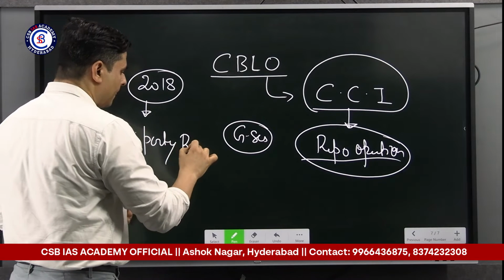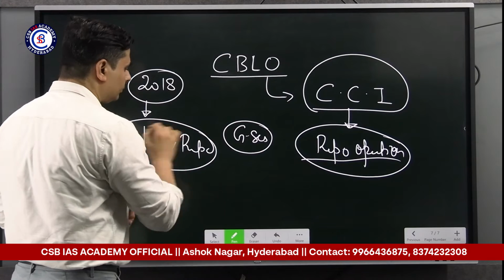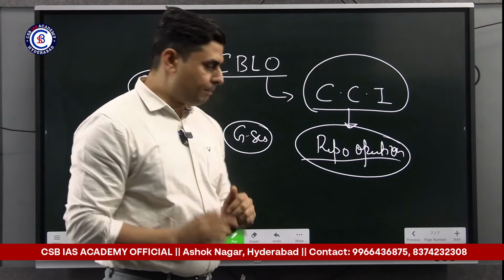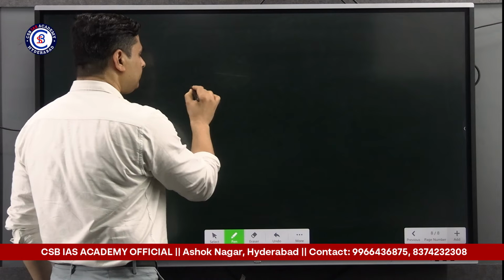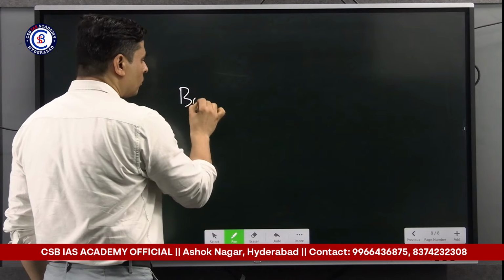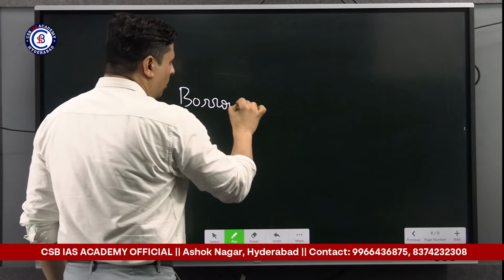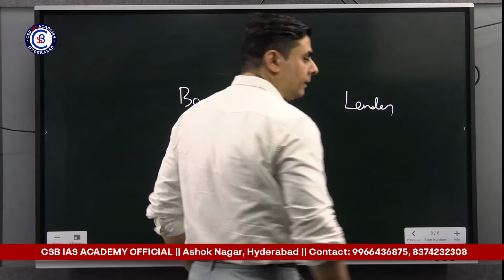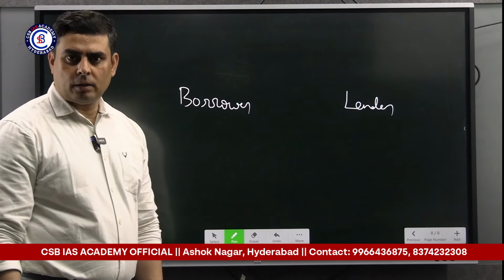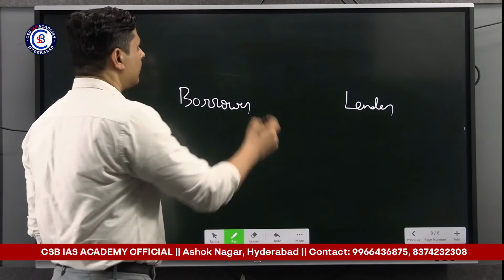Fine. Then in 2018, RBI introduced what? Tri-party repo. RBI introduced tri-party repo. So how does tri-party repo work? Now understand. Borrower, lender. Fine. Borrower and lender.